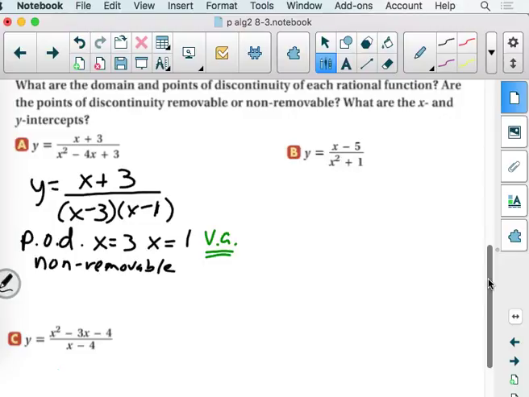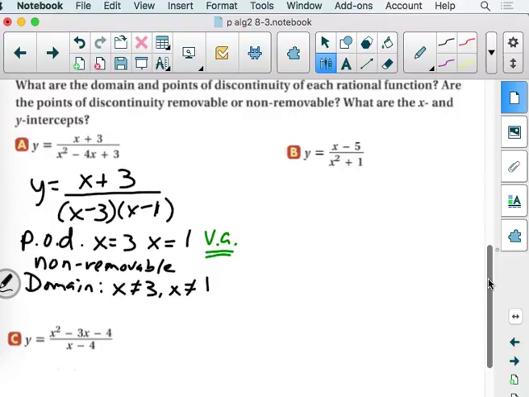All right. What are the domain and points of discontinuity? Well, that's easy to do. We just said there's two x's you can't use because they're asymptotes: 3 and 1. So whatever you have for asymptotes or points of discontinuity, you can't use in your domain. Points of discontinuity, are they removable or non-removable? We already did that.